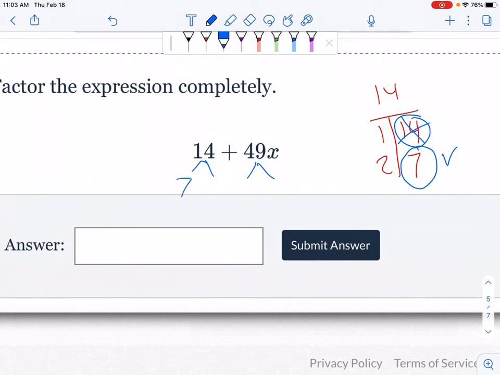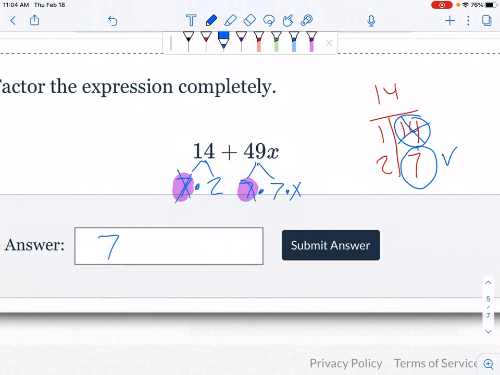So I want to know 7 times what makes 14, and 7 times what makes 49. And then we're looking for our common factors. So here's what I have in common. I have 2 7s in common. So that's what I can pull to the outside.